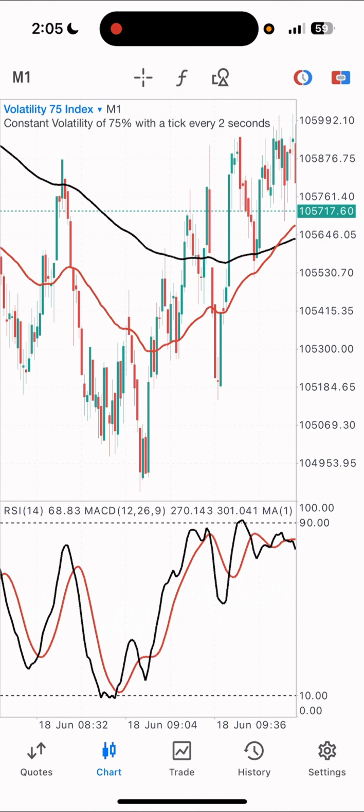In today's video, I'm going to show you guys how to trade the volatility index strategy. This strategy works on any volatility, okay? I'm going to share with you this strategy on how you can trade, scalp the market and grow your small account using this strategy. All right.